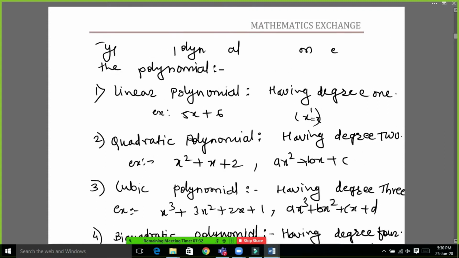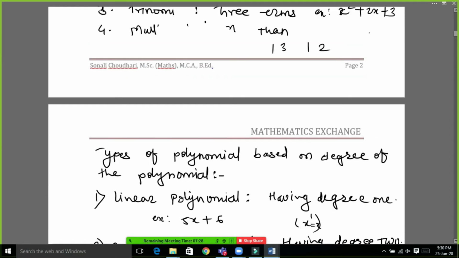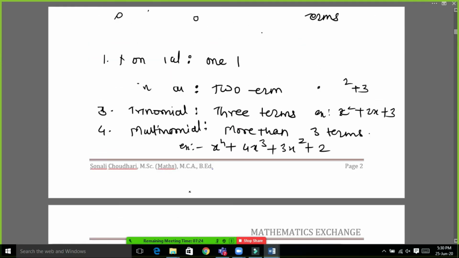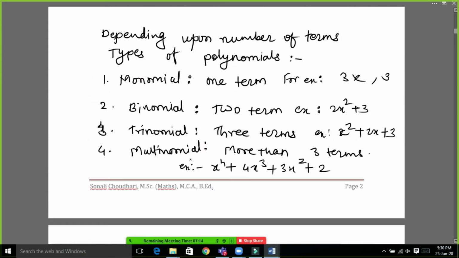Let us revise the types of polynomial. The first 4 types depend upon the number of terms. Monomial has only one term, binomial has 2 terms, trinomial has 3 terms, and multinomial has more than 3 terms. So these are the types of polynomial depending upon the number of terms.